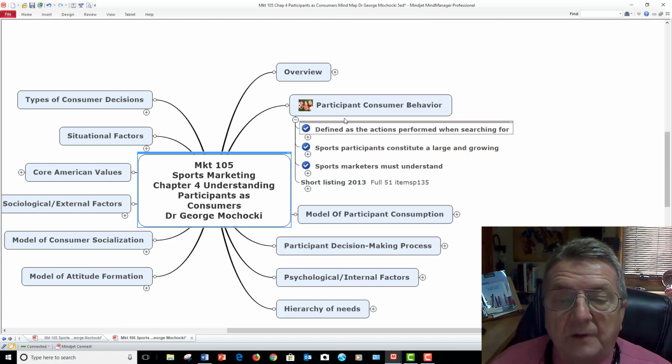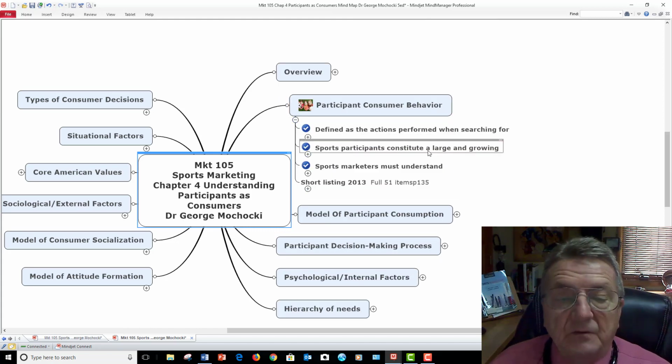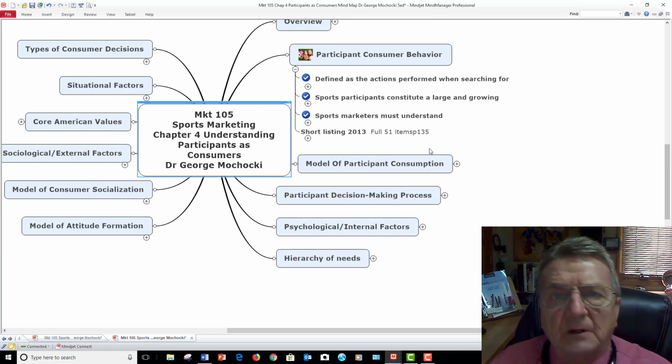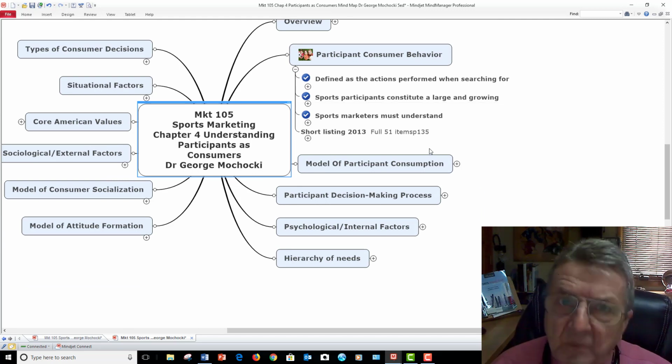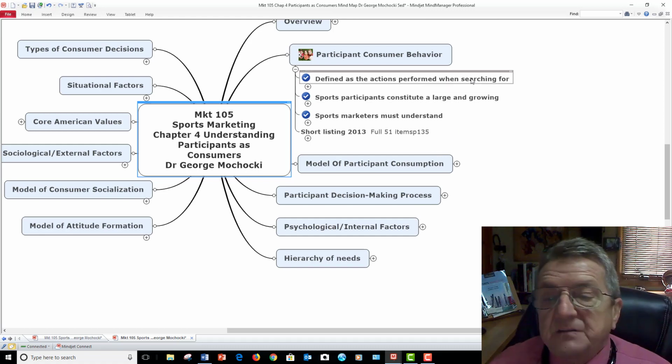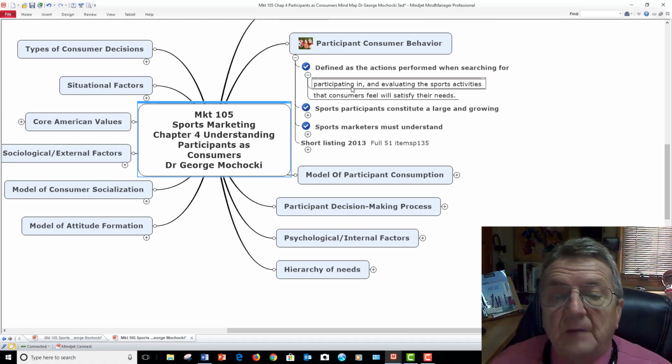Okay, so now we have that, so let's close that off. And now, again, we're going to go to participants as consumer behaviors. And I'll try to read along here. Remember, your book is more for the resources. I'm covering this over. Add in, write it with your hand. So, defined as actions performed when searching for, participating in, and evaluating sports activity that consumers feel will satisfy their need.